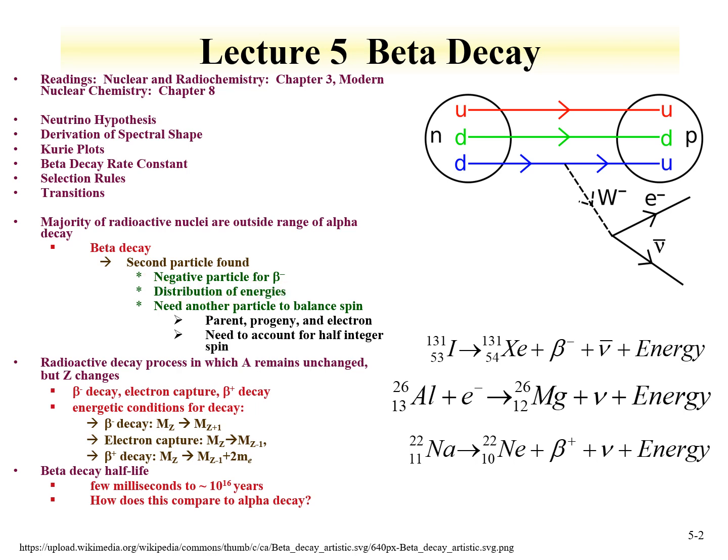There's also another particle that's necessary to balance the spin. There's a parent, progeny, and an electron. You need to account for a half integer spin somewhere. This is part of the driving factor for the neutrino hypothesis. In beta decay, A remains unchanged, but Z changes.